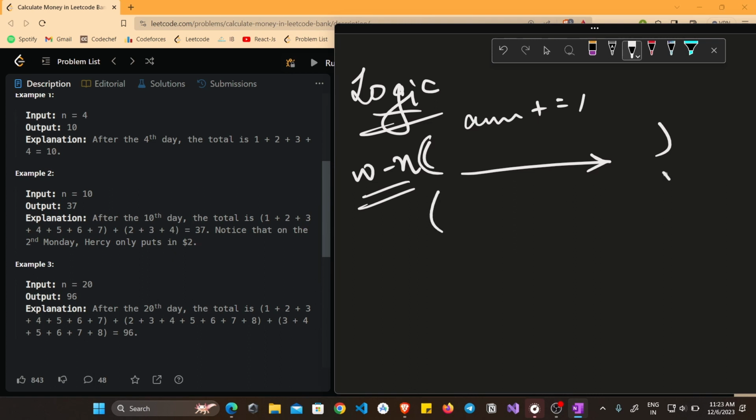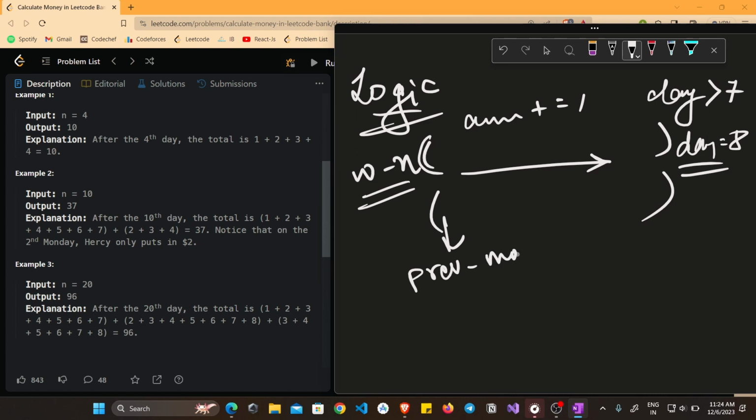But if we are changing the week, let's say the number of days given to us is greater than 7, let's say number 8, it marks the beginning of the new week. Whenever it marks the beginning of the new week, we have to deposit the money equal to whatever money we deposited in the previous week's Monday +1. And after that, once we are again in this week with this value, we can move forward to the subsequent days of this particular week by increasing amount plus equal to 1. That was the simple logic that we will be using.